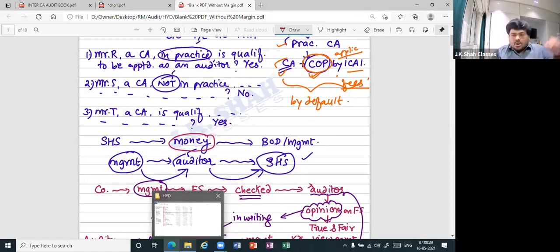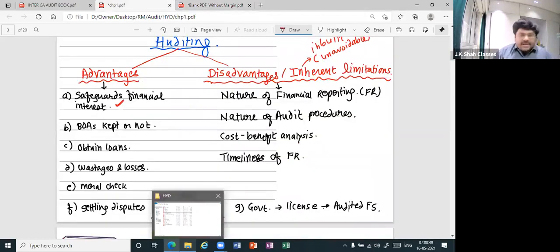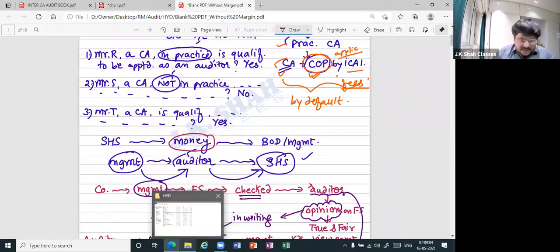Auditor will check whether management is doing something wrong or not, and at the end will report to the shareholders only. So can I say definitely auditing safeguards the financial interest. Next, auditing will help us to know whether books of accounts are properly kept or not, whether books of accounts are properly maintained or not. Can I say the auditor has to check books of accounts only?